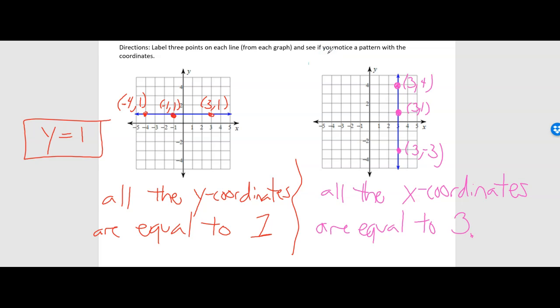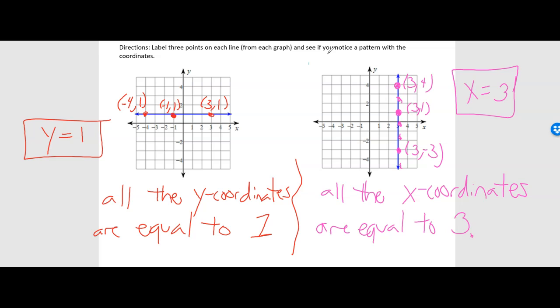Same idea with the vertical line, just flip-flopped. I can have whatever y value I want. My x value is always going to be equal to 3. So I don't need a y in my equation. As long as my x value is 3, you can choose whatever y value you want, and it's going to be a point on the line.